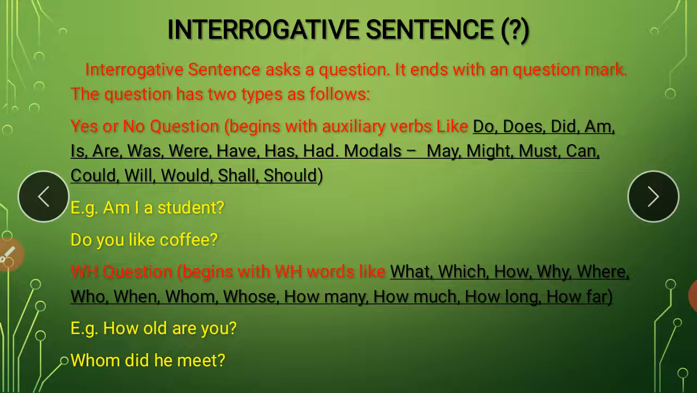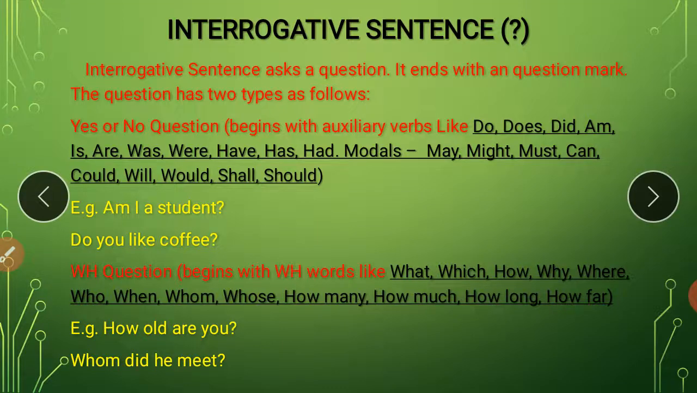The question has two types as follows: yes or no questions, and WH questions. Yes or no questions basically start with auxiliary verbs. Auxiliary verbs are do, does, did, am, is, was, were. They are be form verbs. Have, has, had, and modals may, might, must, can, could, will, would, shall, should. For example: am I a student? Do you like coffee? Another example: is he a doctor? Is he a teacher?